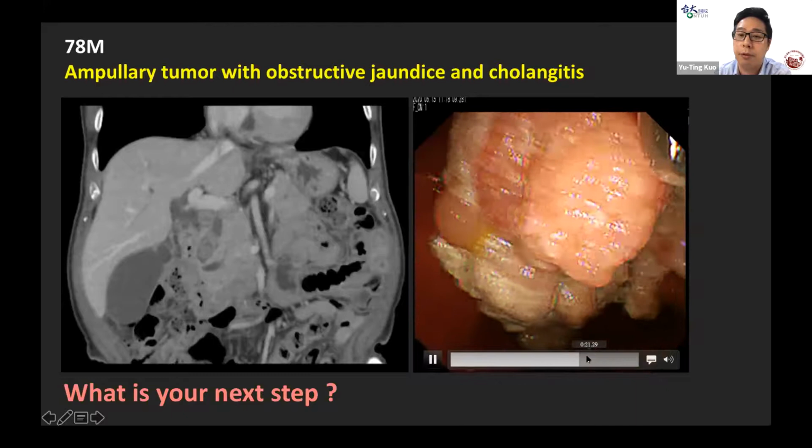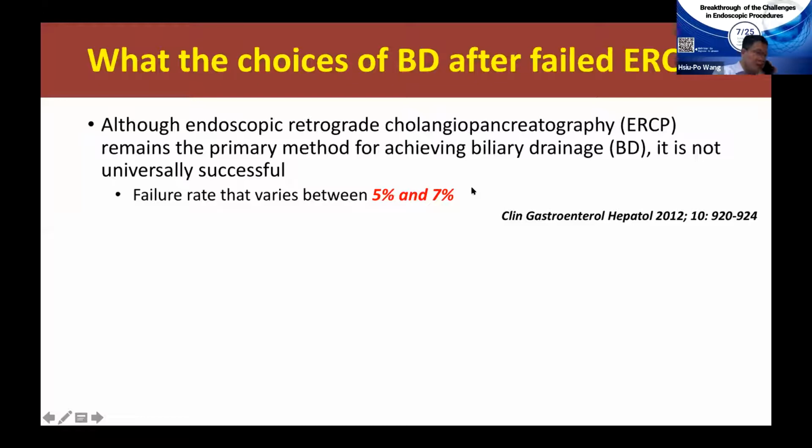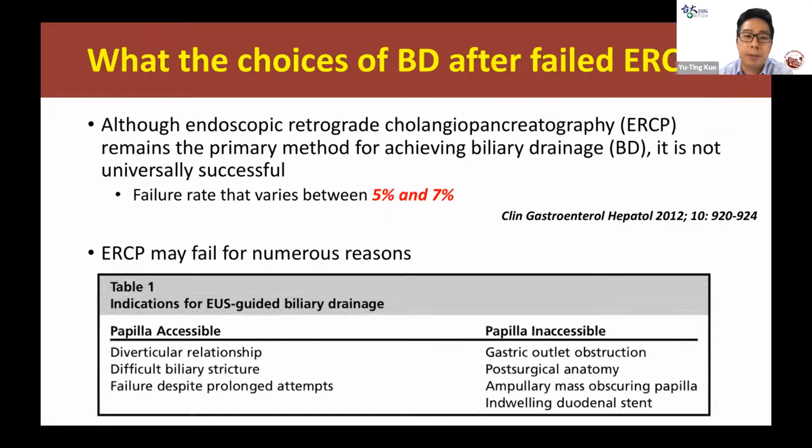According to reports, around 5 to 7% of ERCPs fail, even in experienced endoscopists. The reasons are many. I will say there are two types: papilla accessible and papilla inaccessible. Papilla accessible is just like a diverticulum or a very huge tumor, or a very difficult biliary cannulation where the guidewire cannot succeed. The other part is that we cannot reach the papilla, maybe because of gastric outlet obstruction, post-surgery anatomy, or a duodenal stent.